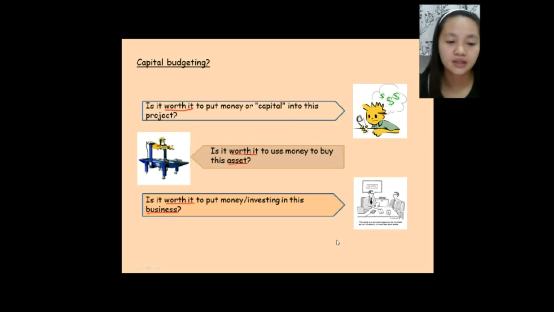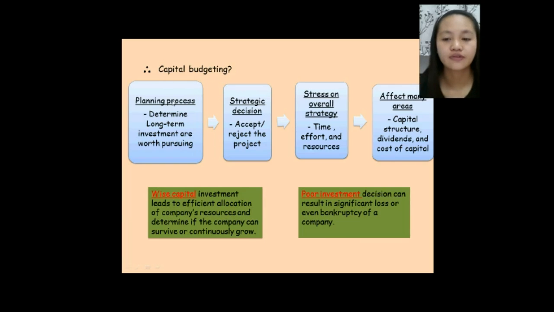Next is capital budgeting. Capital budgeting refers to the planning process of a company to determine whether its long-term investments are worth pursuing. Capital budgeting helps the investor form a strategic decision on whether to accept or reject the project. In order to come out with a strategic decision, the investor must analyze the overall strategy of the company based on their allocation of time, effort, and resources in producing a product. The decision to accept or reject is made through a detailed evaluation of the areas affected, such as capital structure, dividend, and cost of capital.